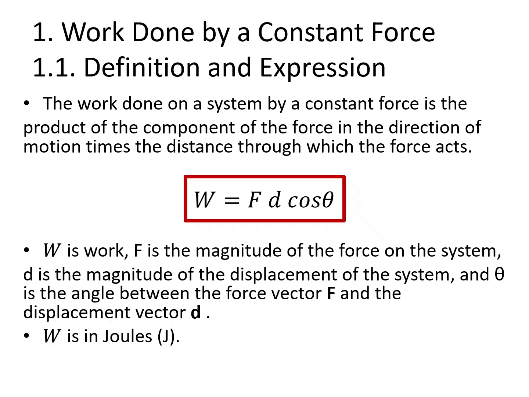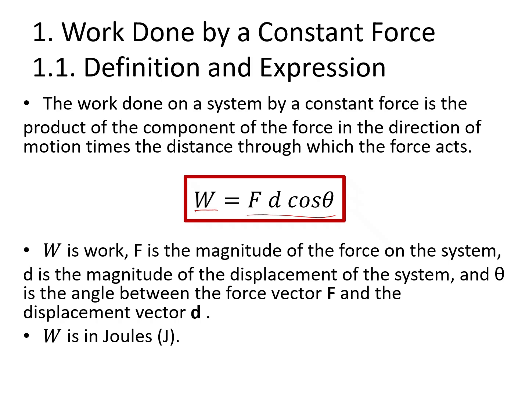The work done on a system by a constant force is defined as the product of the component of the force in the direction of motion and the distance through which the force acts. The equation is W equals Fd cosine theta. Let us carefully identify each part of this equation.